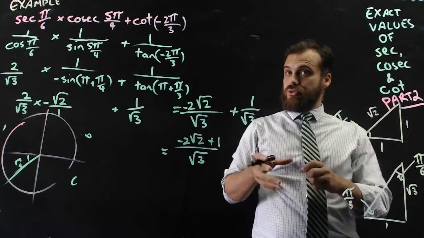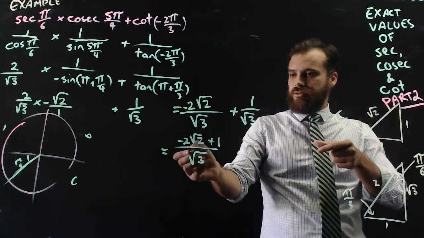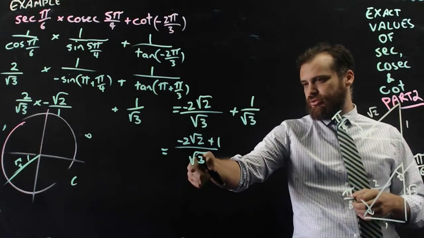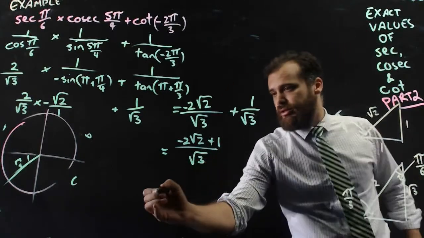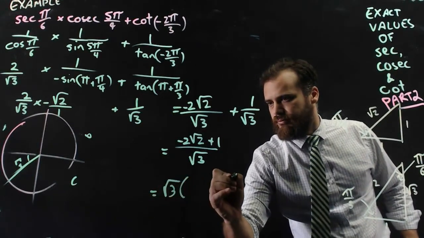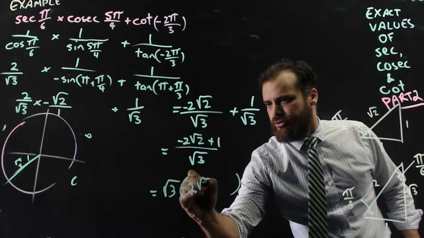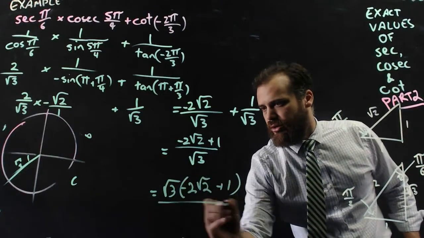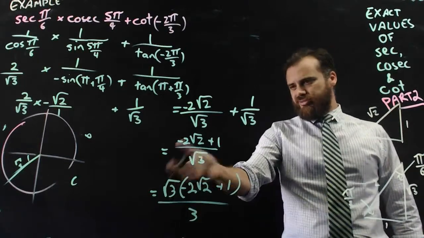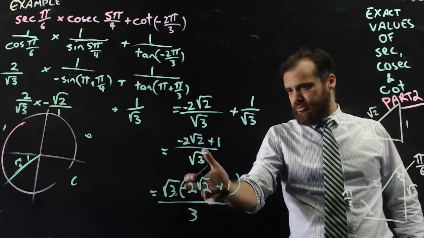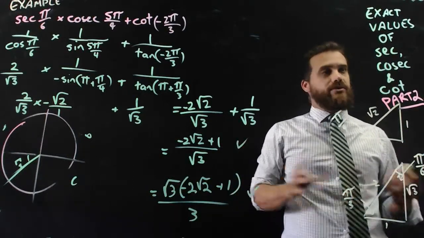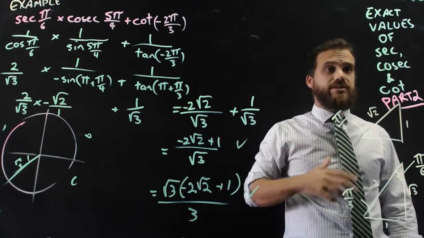Now, of course, you could rationalize the denominator. So to rationalize the denominator, you'll multiply top and bottom by root 3. Negative 2 root 2 plus 1 over, and root 3 times root 3 is 3. Now you could use a distributive law there and expand that, but I think that's close enough. Okay, that's another example of exact values of sec, cosec and cot.